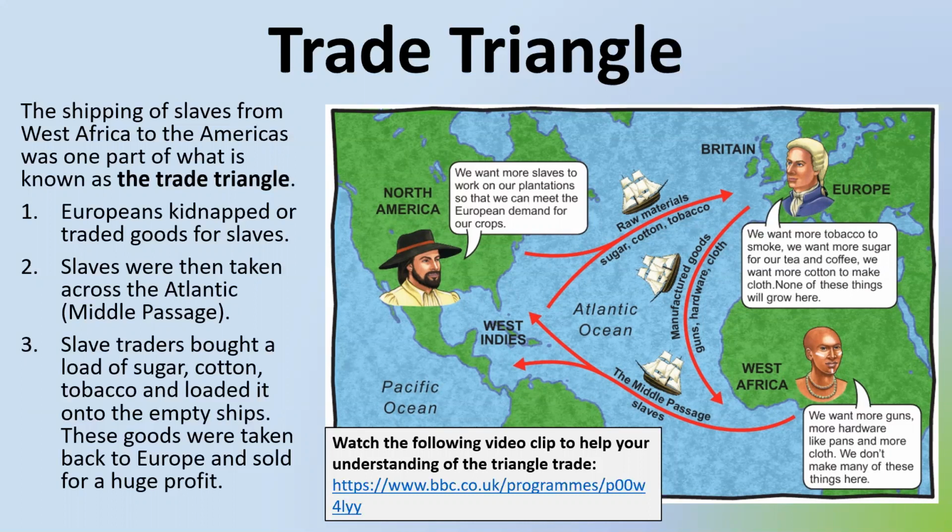There is a link to a video clip for you to watch to get a little bit more information. But have another little read through this slide. Make sure you do look at our lovely map here. You're going to need to recreate your own type of map to show the trade triangle at the end of the lesson.